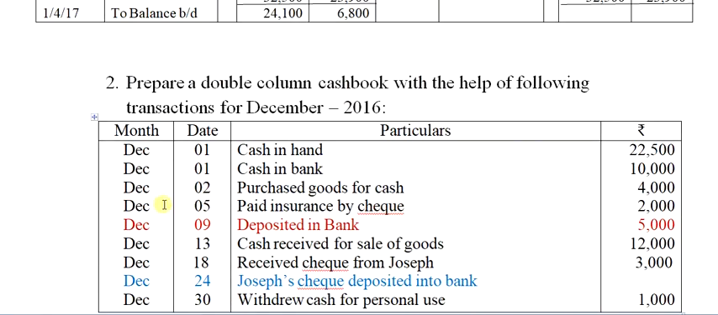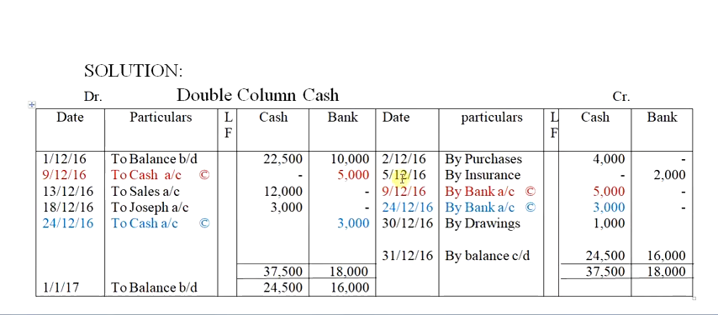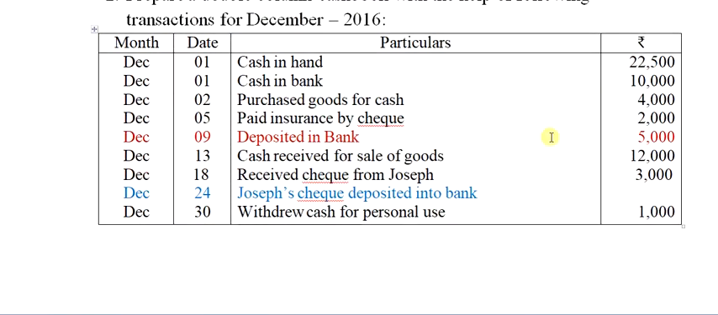Again, moving on to the second point. What is the second point given here? December 2nd, purchased goods for cash rupees 4,000 is there. So purchased goods for cash means what happens? Our cash balance reduces when we purchase the goods. So it should be taken under which side? Credit side. So listen here, my dear students. On 2nd December 2016, by purchases, how much cash balance has been reduced? 4,000.